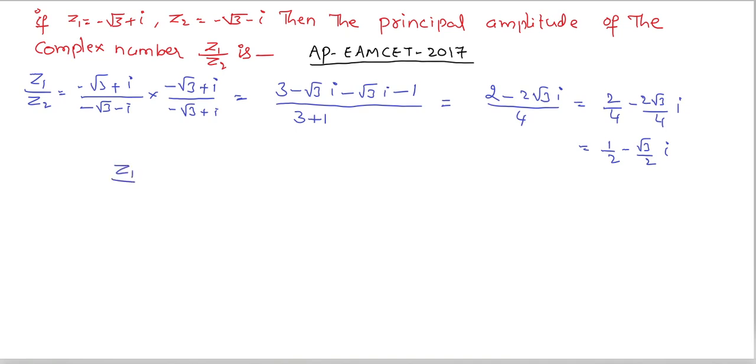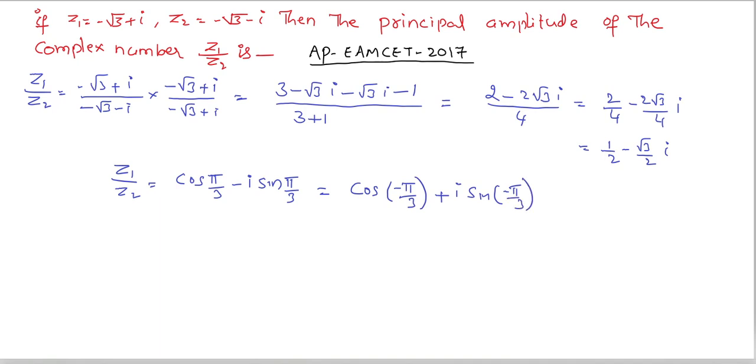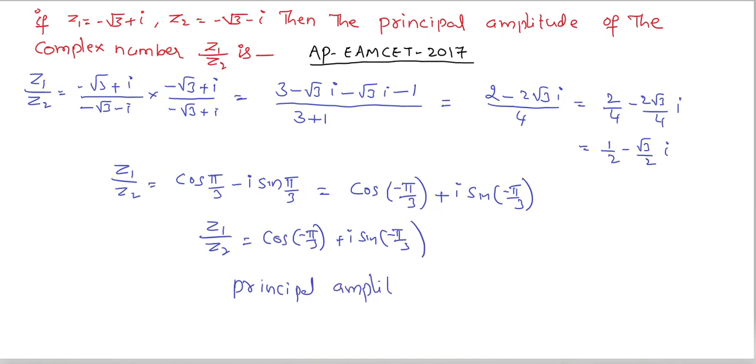So z1 by z2 is equal to 1 by 2, which is cos 60, that is cos pi by 3 minus i sin pi by 3. This is equal to cos of minus pi by 3, which is cos pi by 3, plus i sin of minus pi by 3. So z1 by z2 is equal to cos of minus pi by 3 plus i sin of minus pi by 3. Therefore, the principal amplitude is equal to minus pi by 3.